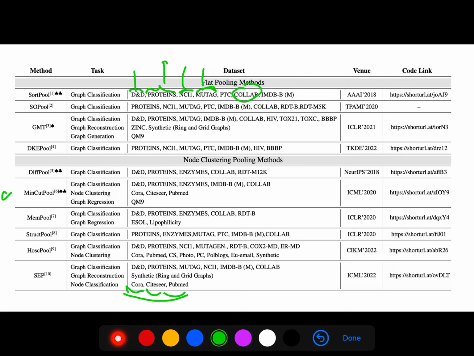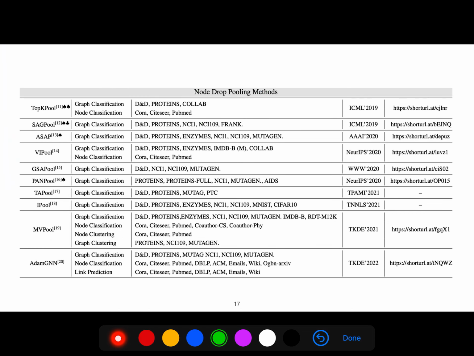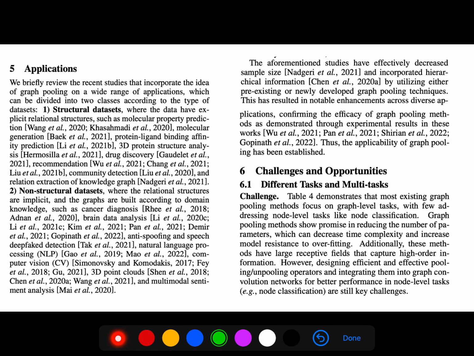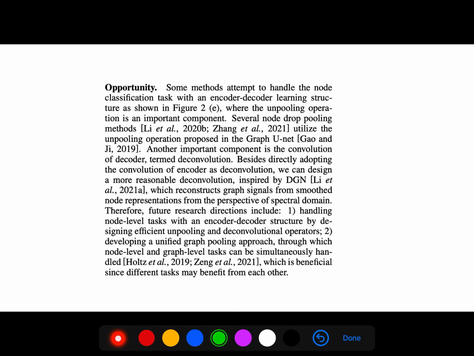So I've explained MinCut pool, DiffPool, PiPool, StructPool, SEP. I haven't explained these things maybe because they are old or they have low performance. And also Top-K, this is a very old article, 2019. SAGPool.